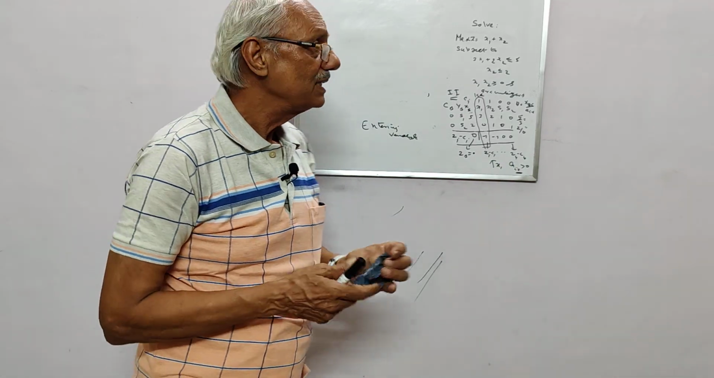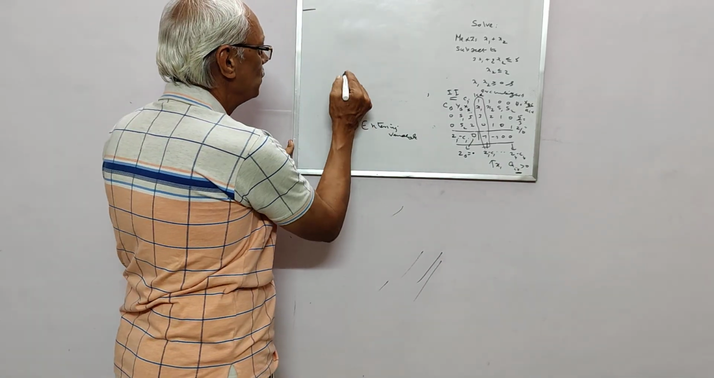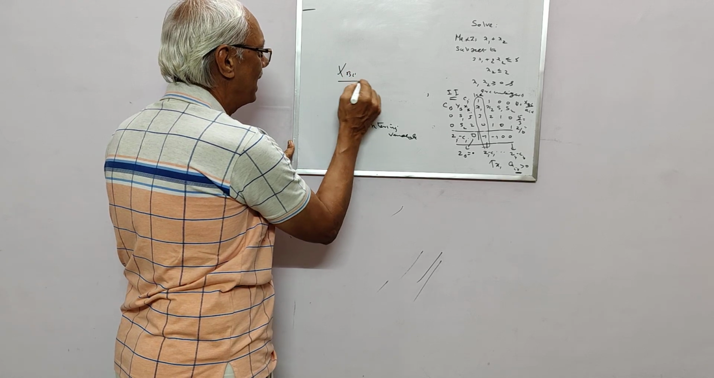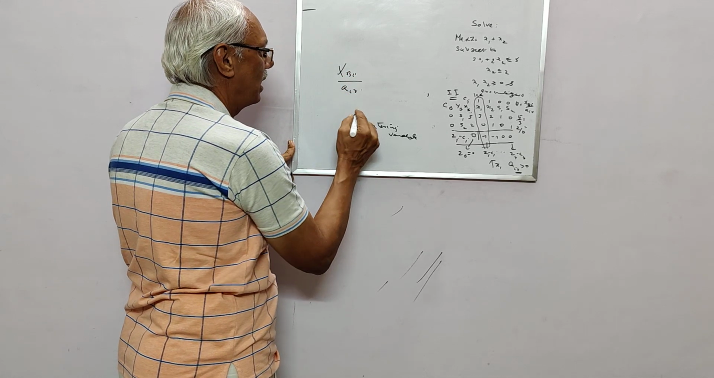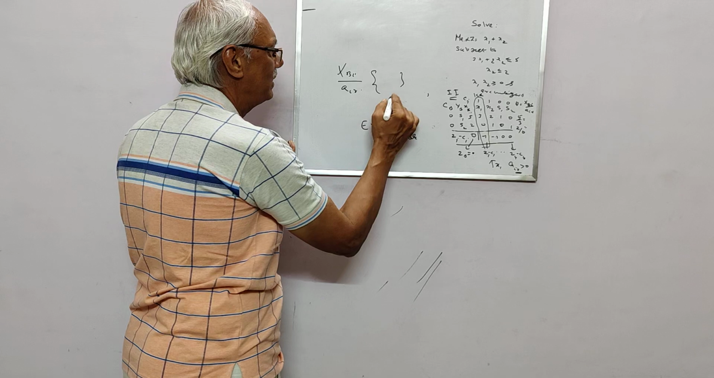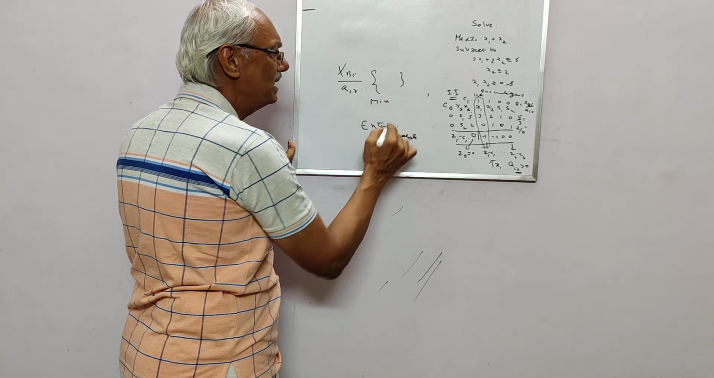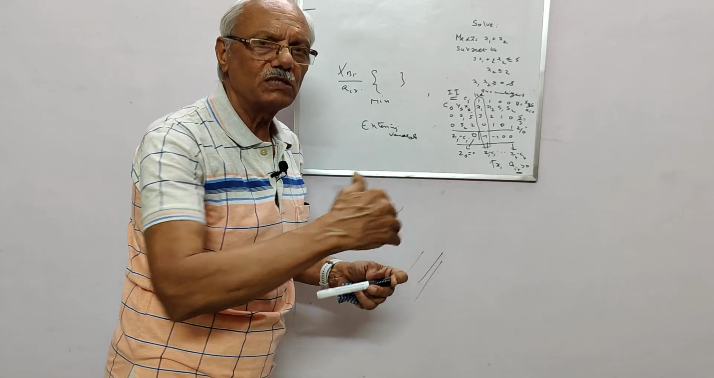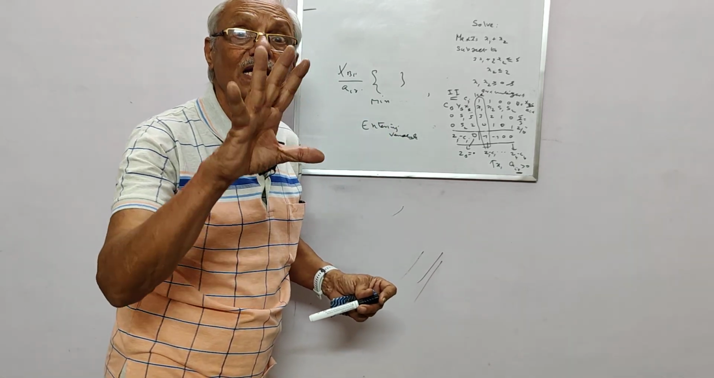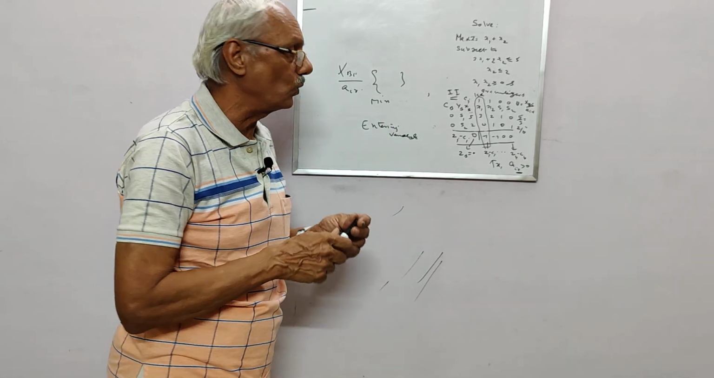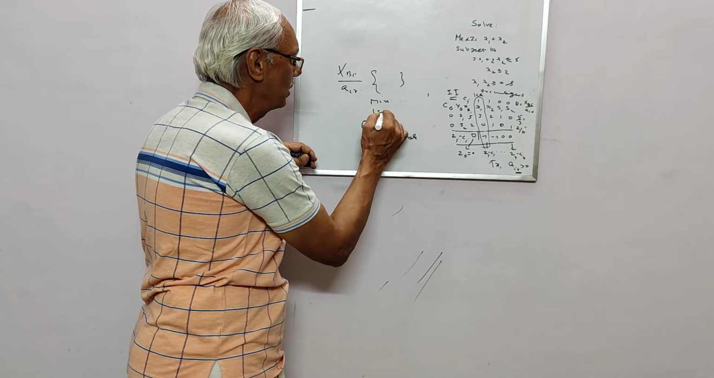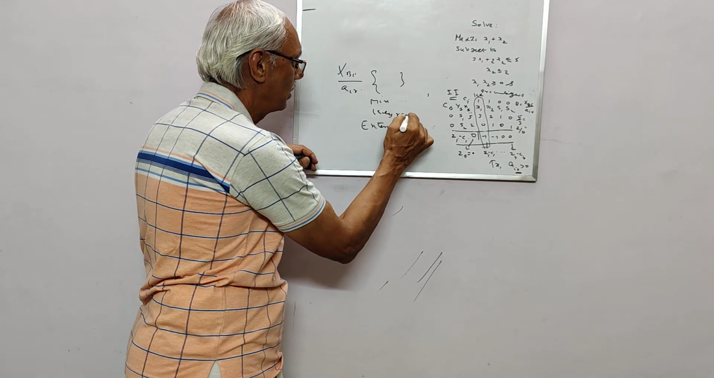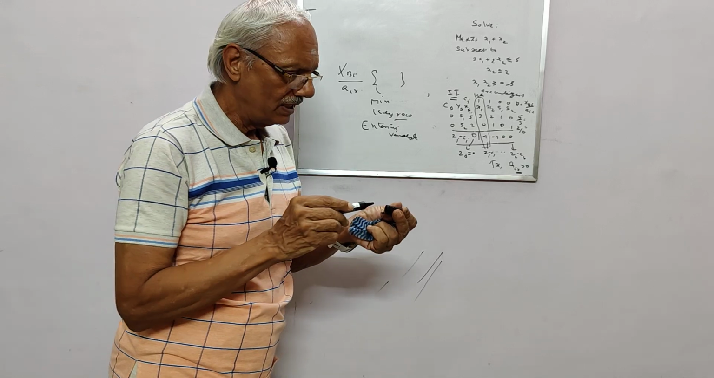Are you able to understand? That is, what I mean is, you find this value XBI divided by AIR, you find all the values and take the minimum, and that minimum value row must be chosen as your key row, K-E-Y, key row. That must be taken as your key row.